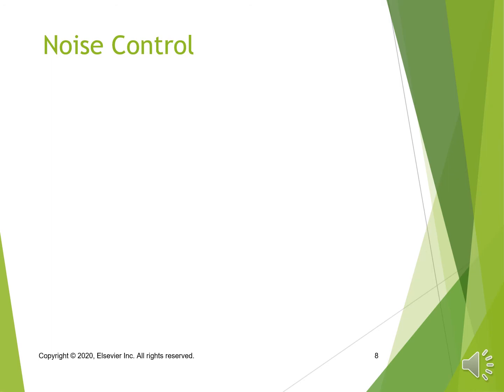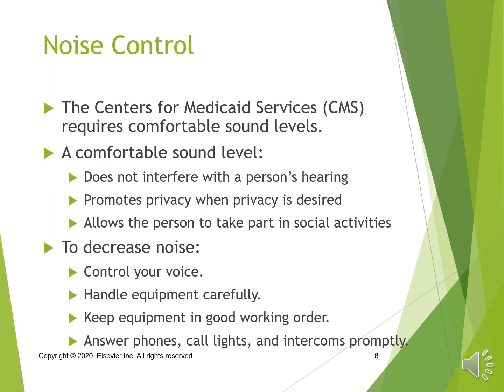Noise control. The Centers for Medicare and Medicaid Services, CMS, requires comfortable sound levels. A comfortable sound level does not interfere with a person's hearing, promotes privacy when privacy is desired, and allows the person to take part in social activities. To decrease noise, control your voice, handle equipment carefully, do not bang it all together and drop everything, keep equipment in good working order, and answer phones, call lights, and intercoms promptly.